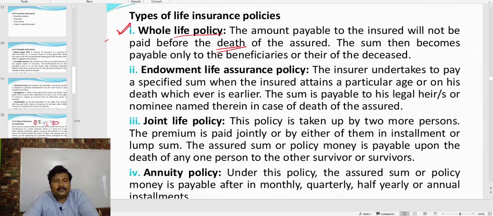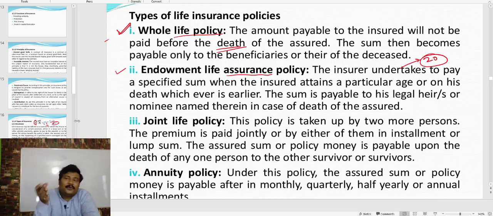Endowment life assurance policy. Ab dekho, this is the word assurance. Assurance means they are assuring you that you will get your amount. And how? If the maturity date or death, whichever is earlier. Like if you insured your life for 20 years, so 20 years will be your maturity date. कहता है जी कि या तो 20 years हो जाए या तो उससे पहले आप जब डेथ कर जाओ. So your amount will be given to you at a particular age, a particular maturity date, or on death, whichever is earlier.